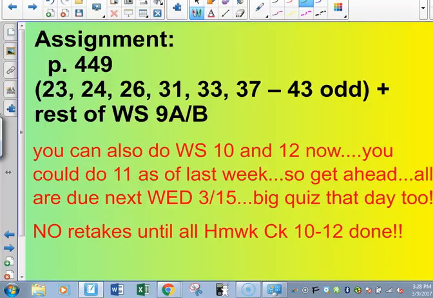Okay. Guys, this is what you should be working on. Finishing page 449. Wild guess, some of you haven't started it. And as of Wednesday, you have to have done worksheets 9, 10, 11, and 12. Monday, I'm going over questions on all that. So find all those worksheets and get them done.